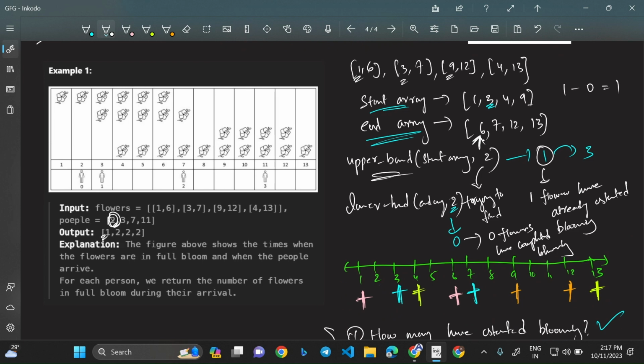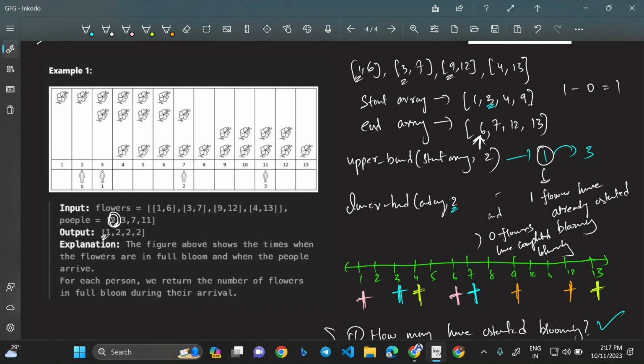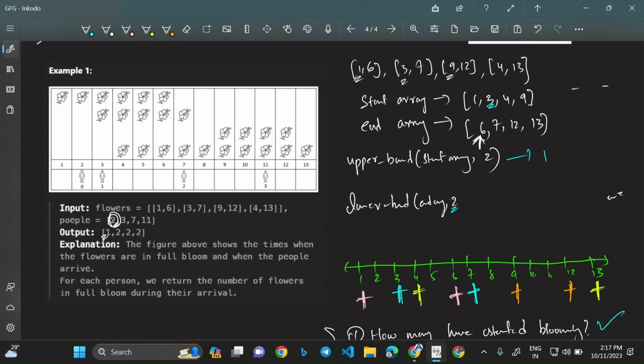Now let us examine 3. So I'll just erase these things. Upper bound and lower bound is what we are trying to use. So upper bound, and this time it's 3. This is also on 3.